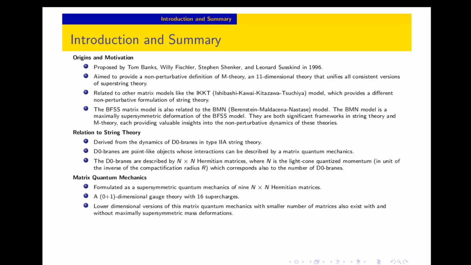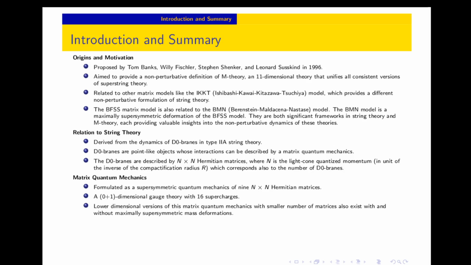The BFSS matrix model was devised to provide a concrete definition of M-theory, an 11-dimensional theory unifying all consistent versions of superstring theory. It is closely related to other matrix models such as the IKKT model and the BMN model, each offering unique insights into the non-perturbative dynamics of string theory and M-theory.